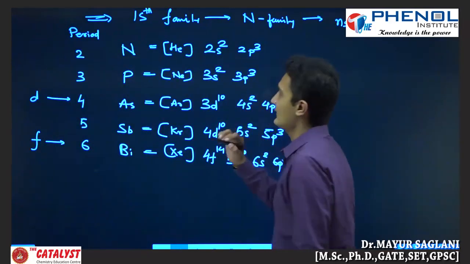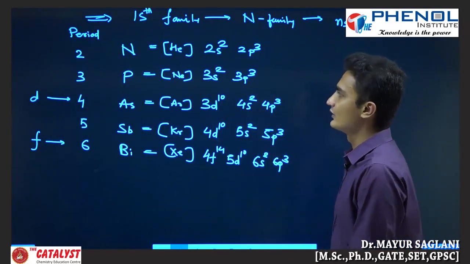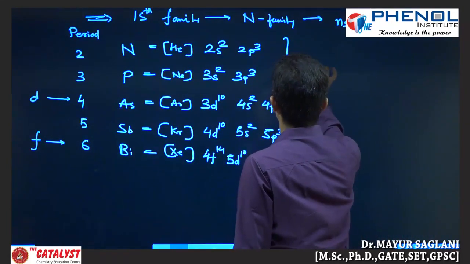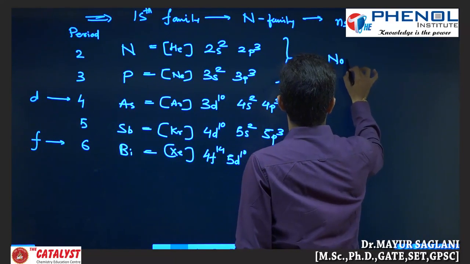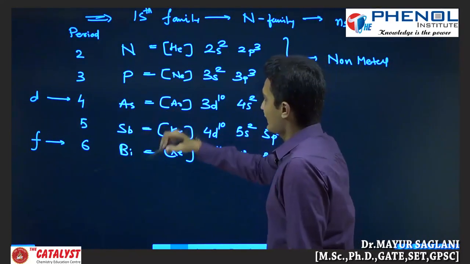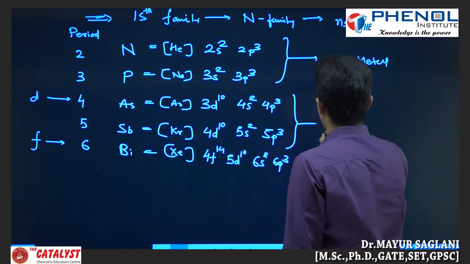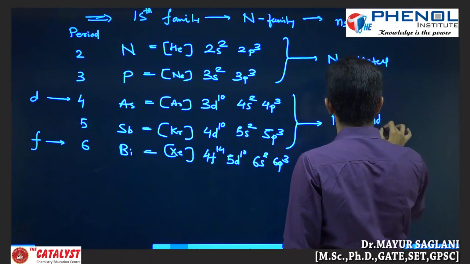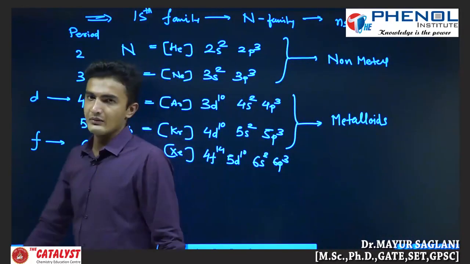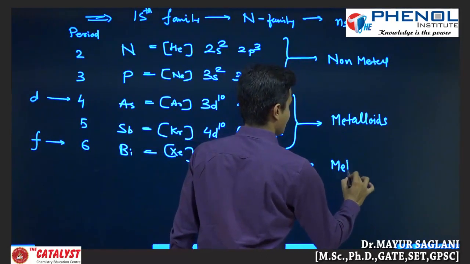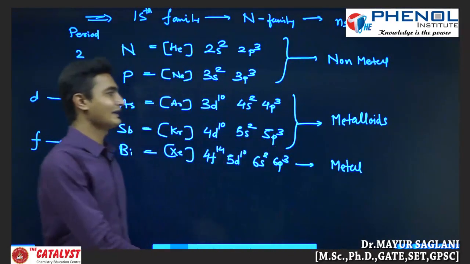Likewise, let us see which are the metals, non-metals and metalloids. Nitrogen and phosphorus are both non-metals. Arsenic and antimony are both metalloids. And bismuth is the only metal in the 15th group. It has the metallic property, and that's why it is a metal.